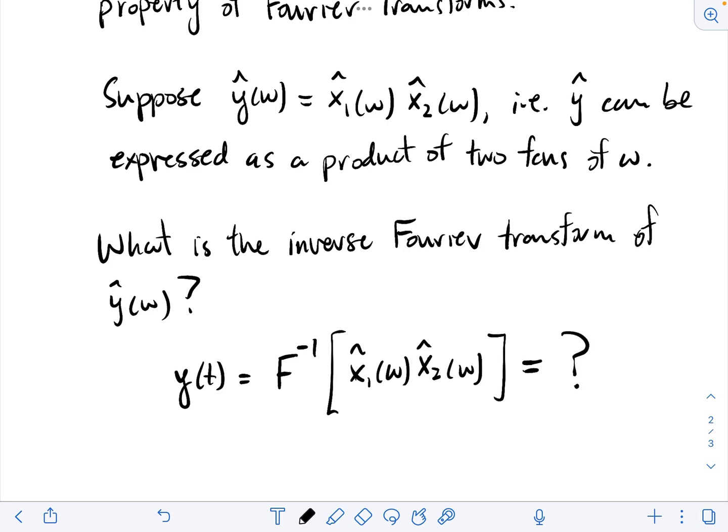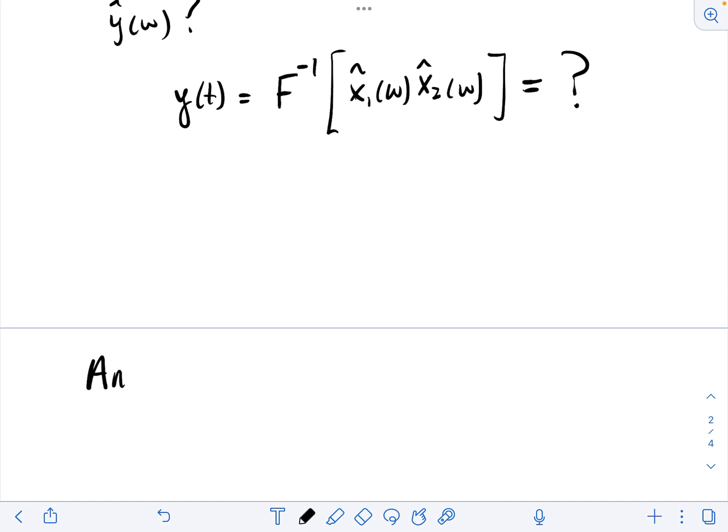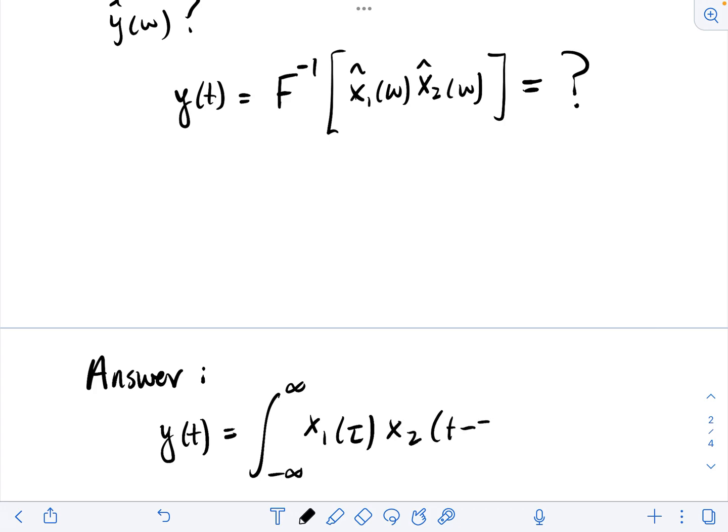Okay, so let me just give you the answer. If we were to evaluate this inverse Fourier transform, what we would get is something expressed as an integral. It's x1 of tau, where the x1 without the hat means that this is x1 in the time domain, times x2 of t minus tau, integrated over tau from minus infinity to plus infinity.